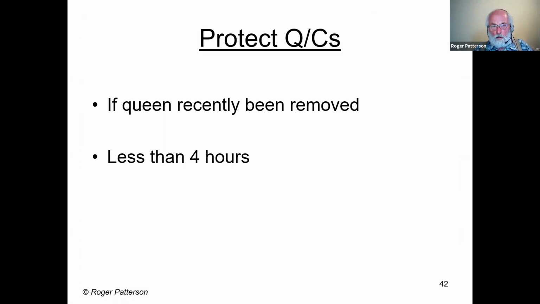That's if the queen has recently been removed. So if you take a queen away and put a queen cell in straight away, the chances are within a quarter of an hour or so, the bees would have chewed it down. I reckon I can get away with 4 hours in a normal colony before putting one in. If I was advising beginners, I'd say probably put one in the next day. Now, the smaller the colony, the more you can get away with.